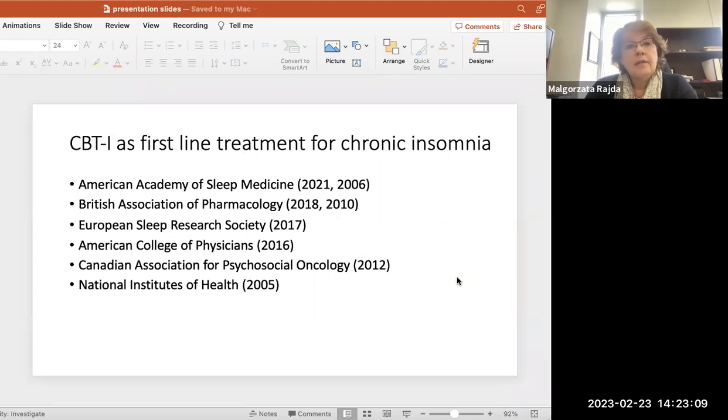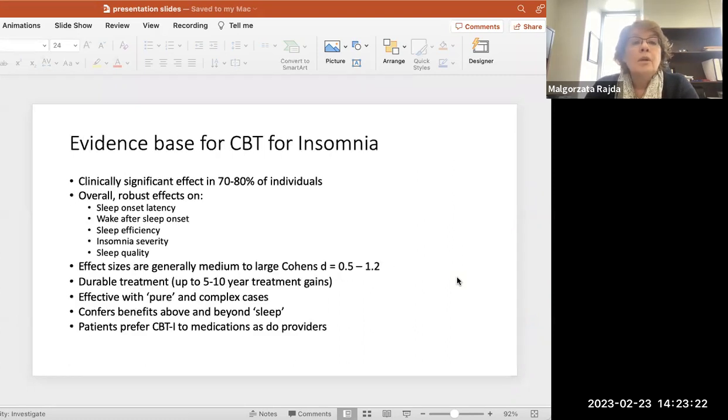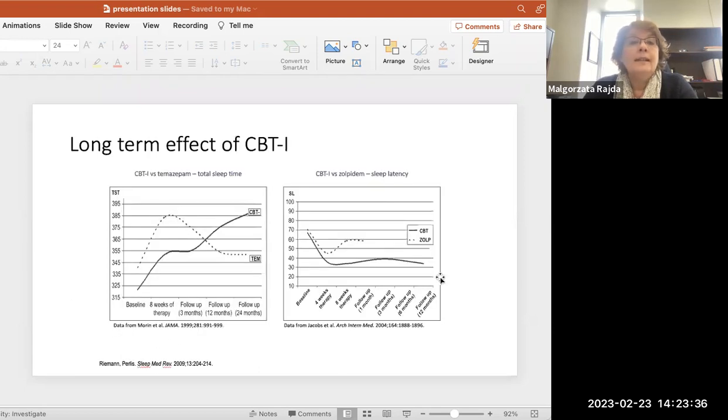CBTI, or cognitive behavioral therapy for insomnia, is the first line recommended treatment, and it is recommended by many professional bodies from all over the world because it works. It has a very significant effect in the majority of individuals who engage in the treatment. The effect lasts.